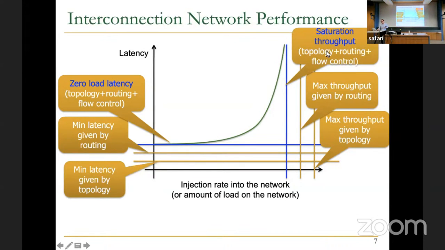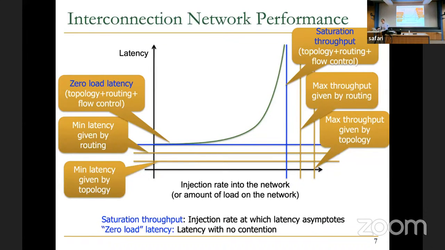Basically, all of the choices that you make in the network design progressively push you to the left. You start with a topology that may be very good, but your routing algorithm essentially always reduces some efficiency. And also in the end, flow control and buffering also reduce the efficiency. And then you end up with an asymptote that's called saturation throughput. Essentially, saturation throughput is the injection rate or the load at which the latency asymptotes, as you can see over there. Hopefully that makes sense.